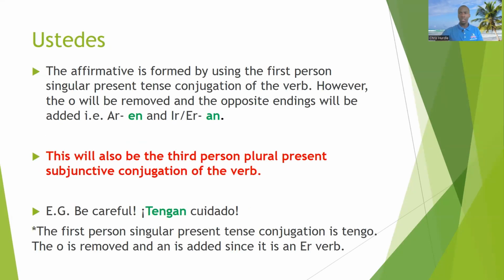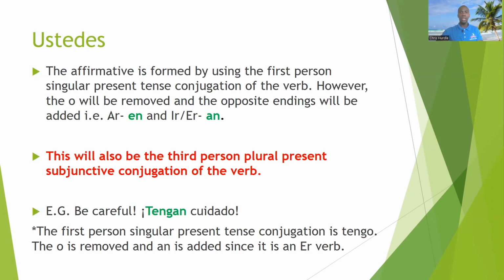Now we move on to the ustedes. You can form the ustedes by using the first person singular present tense conjugation of the verb, and then you remove the O, and the opposite endings will be added. So once again, if it's an AR verb, we add en, and if it's an IR or ER verb, we add an. All right, and this will also be the third person plural present subjunctive conjugation of the verb.